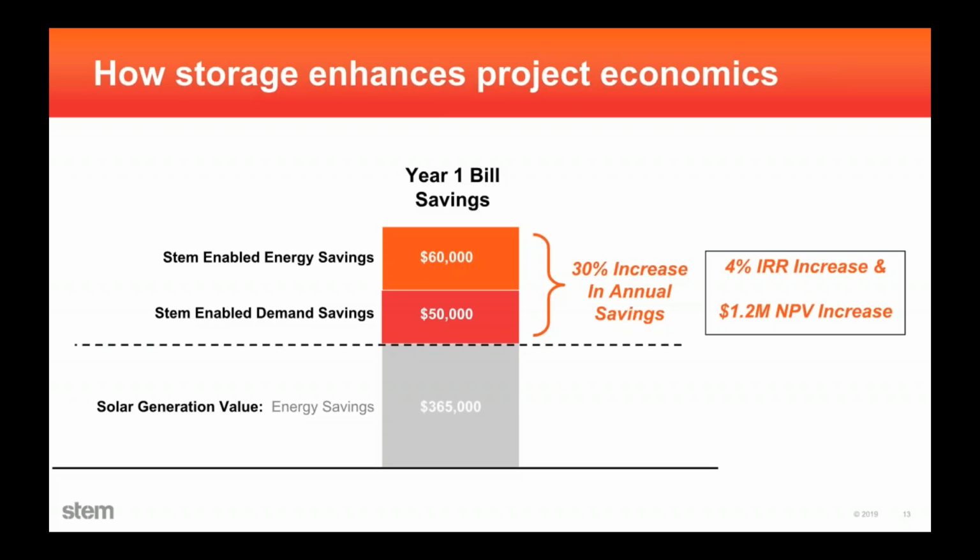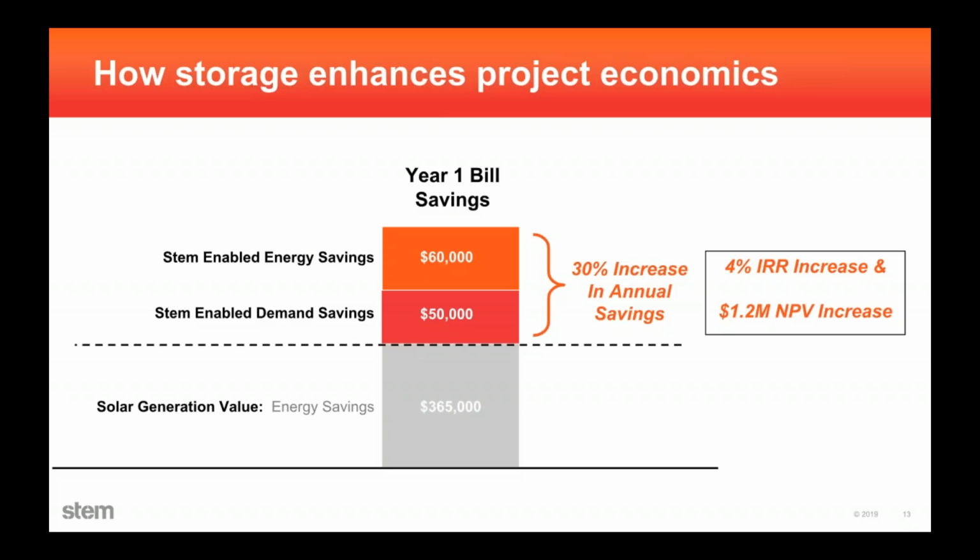Now I'm actually going to switch back to the presentation, and this right here is just the example we just did broken out into its economics. So what I would really want to point out here is the additional value streams that storage has given this project. Just compared to the solar generation value alone, we've actually increased the project's gross bill savings in year one by over $100,000, which is a 30% increase in annual savings.